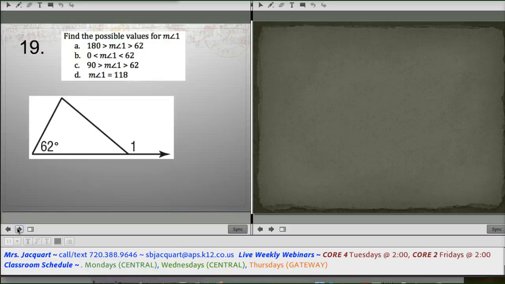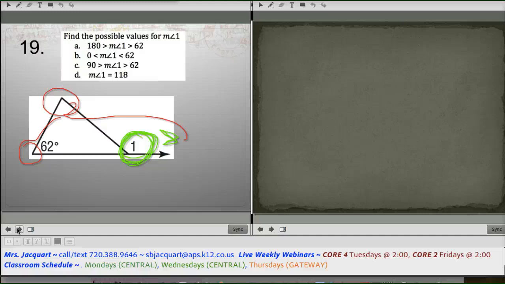All right, let's look at number 19. Find out the possibilities for angle 1. Okay, angle 1 here is always going to be greater than, that's the wrong symbol. It's going to be greater than 2 other angles, this angle and that angle. Okay, so angle 1 is greater than those 2 angles.